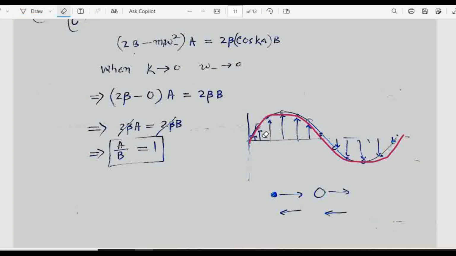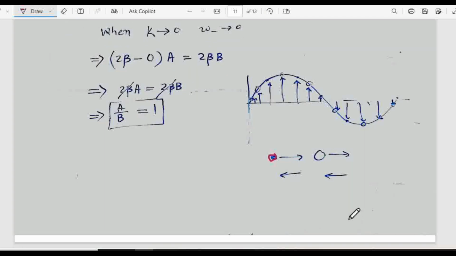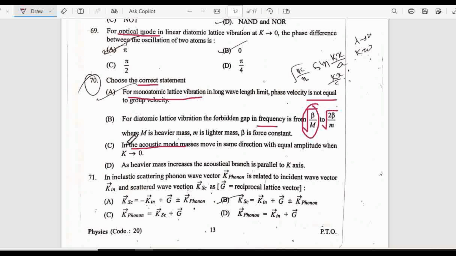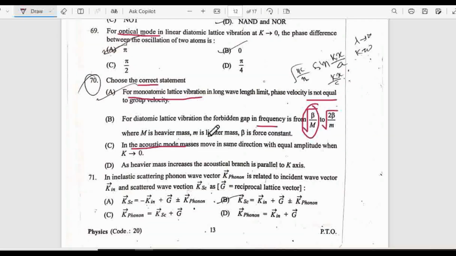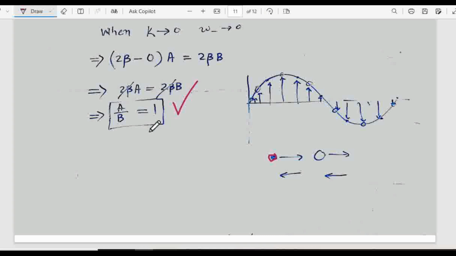In this single wave, both atoms are vibrating in the same direction. This is the mass m1, and this bigger one is the mass m2. They are moving in the same direction. They may move to the right or to the left, but they move in the same direction. That's why this is not out of phase, it is in phase. So it is given that in the acoustic mode, masses move in the same direction. This is true.